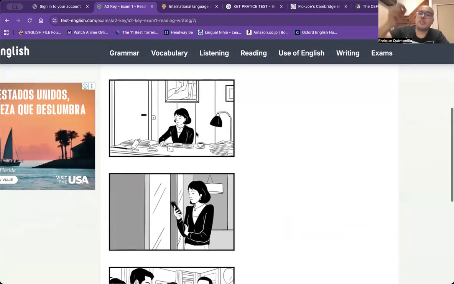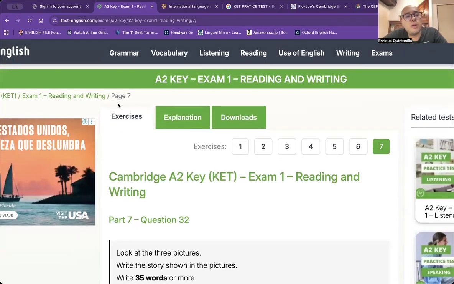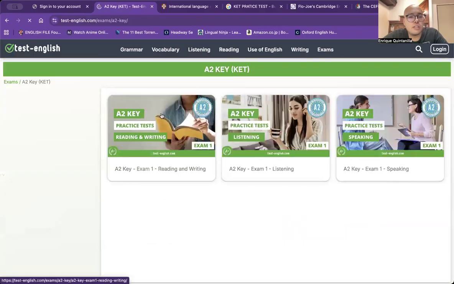So basically, it's inventing a story. But the condition here, because it's a story, is that it has to be in past simple and past continuous. Okay, guys. So this is the first part of the KET, the reading and writing, and we move on with the listening.